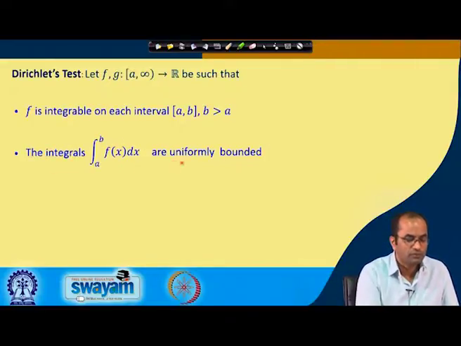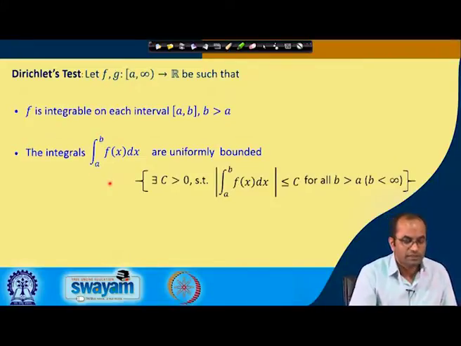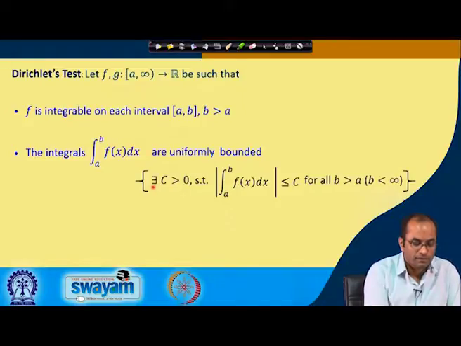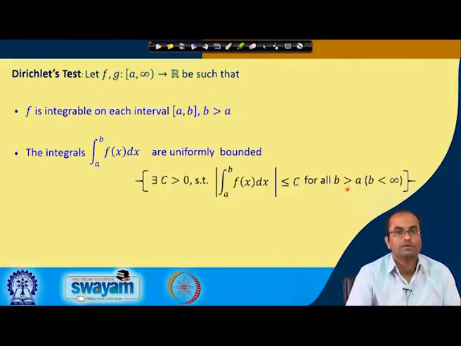These integrals are uniformly bounded. The integrals means that b can take any value, so we are not restricting b. So, these integrals here are uniformly bounded. What does that mean? That there exists a constant c greater than 0, such that the absolute value of the integral from a to b of f(x) dx is less than or equal to that constant, for all b greater than a. Naturally, b is some finite number we are talking about.